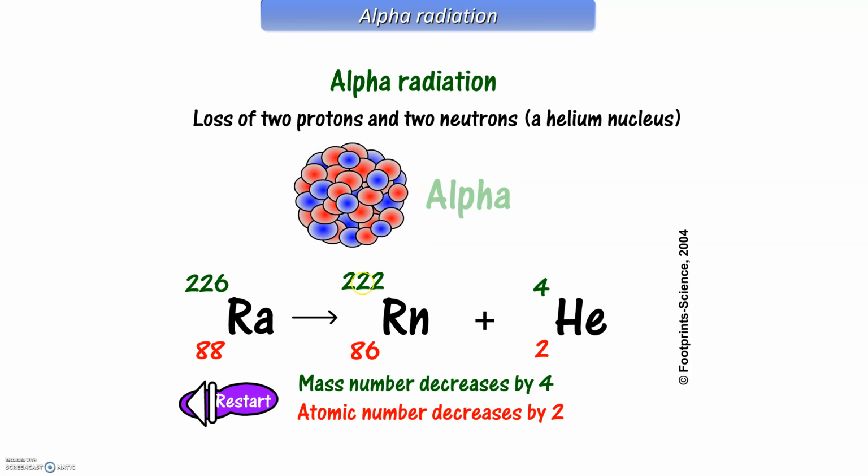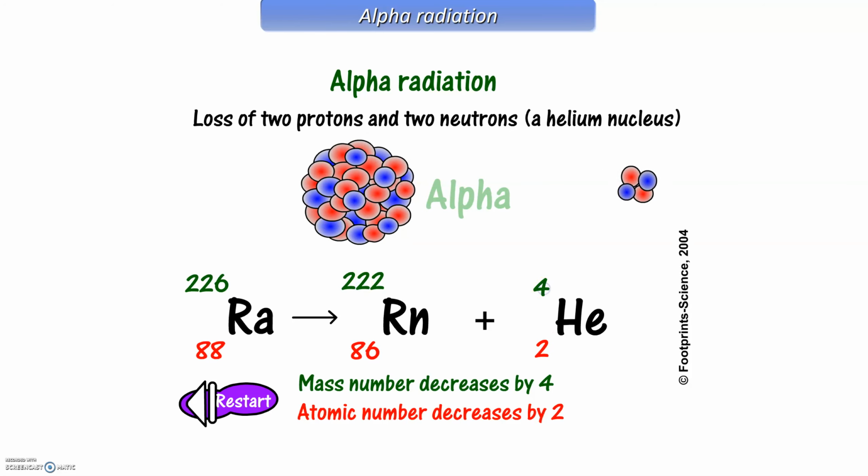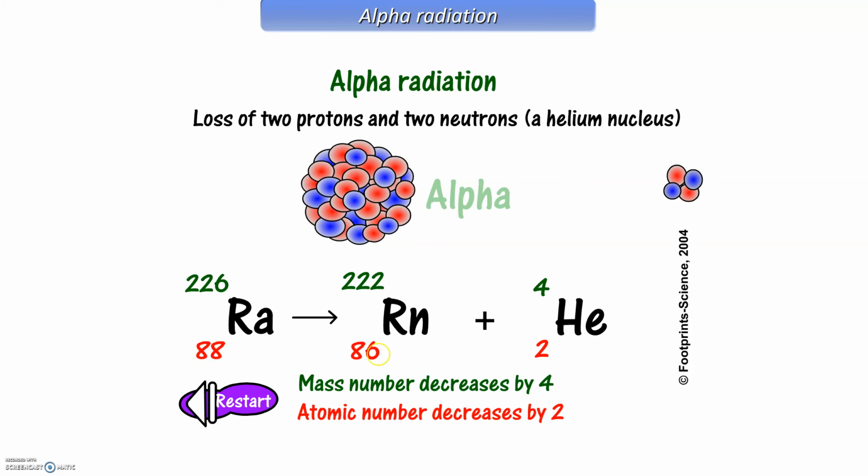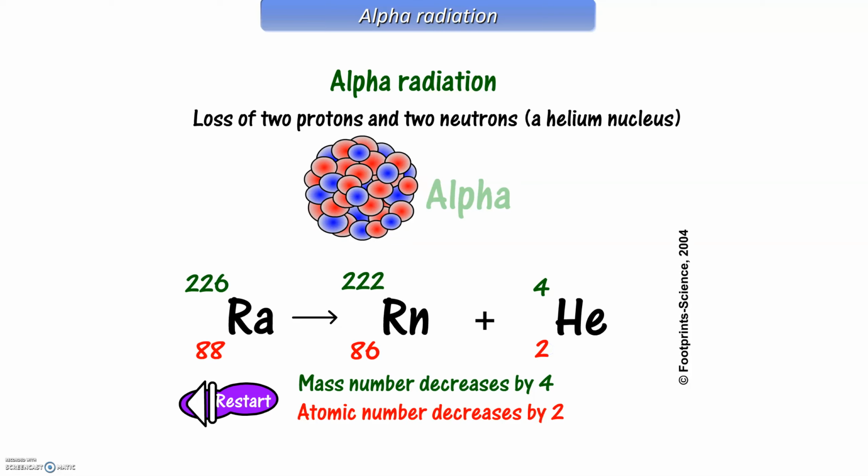As we can see, the numbers at the top, so the 222 and the 4 here, have got to equal the number that we started with. We can't just lose nucleons. So if we start with 226, 222 plus 4 gives us 226. Likewise, at the bottom, the 88 has to equal the 2 numbers on the bottom there.